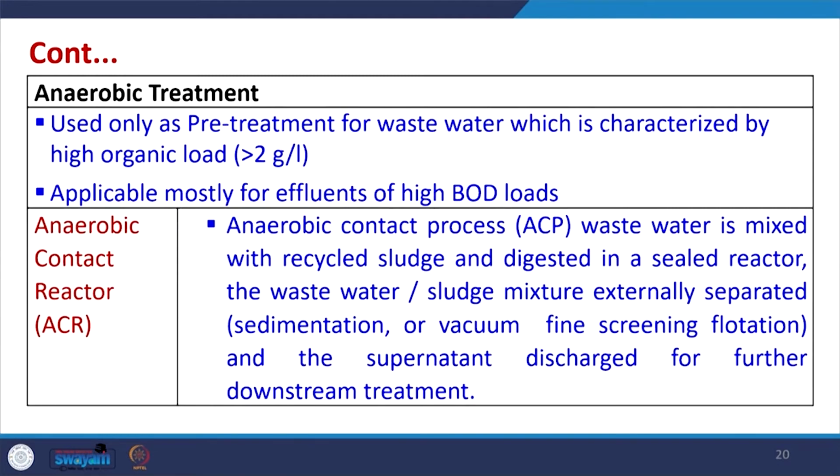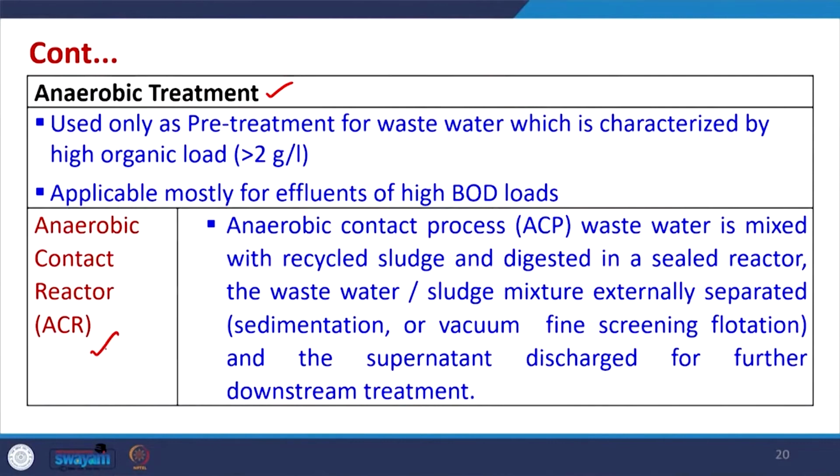Now, going to anaerobic condition, they are used as a pre-treatment of wastewater, which is characterized to have very high organic load. So, the idea is that if any wastewater is having very high organic load, why not use this high organic load to convert that into methane and other types of useful products. So, because of this, if any wastewater contains very high organic load, we can go for anaerobic treatment, and that can be done in anaerobic contact reactor.